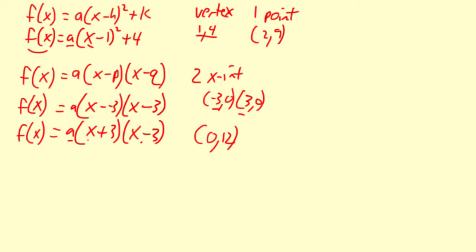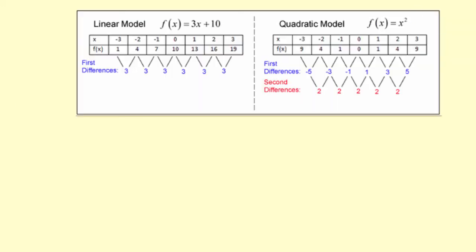So what about if you have some data and you're not just given a couple of coordinates? Well, one way to look at it is you can look at the first differences and second differences. This is right out of the lesson. So here's a linear model, and you can see the x and y coordinates. Now if you subtract the y values and the difference is constant between each x value, you'll get the same number. And that's because the slope is constant for a linear function. So the slope here is 3. And that first difference is 3 each time.